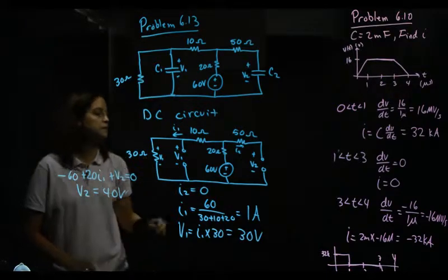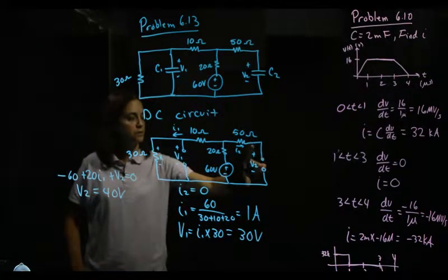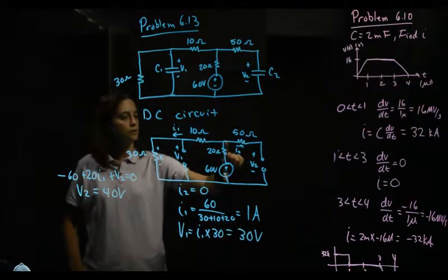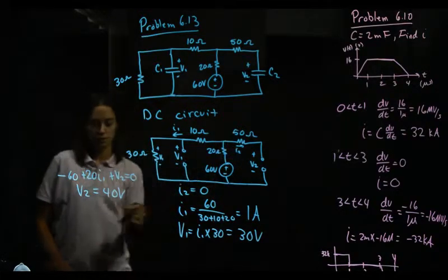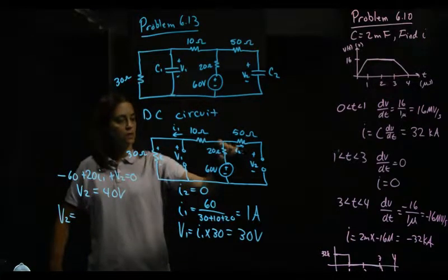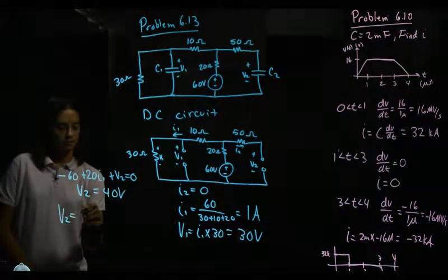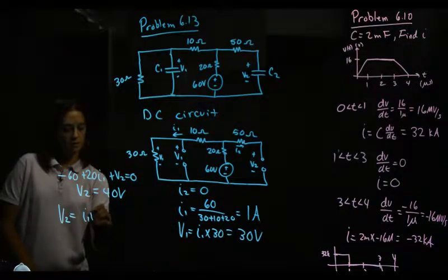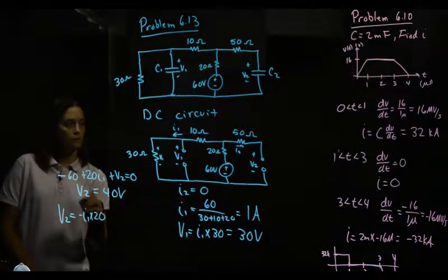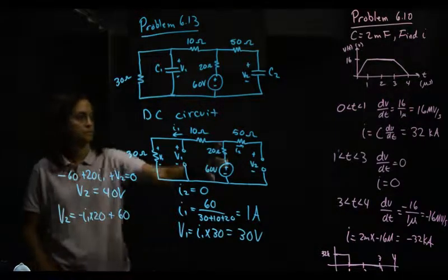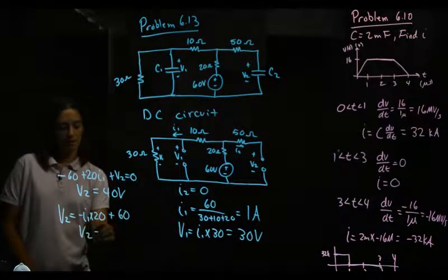Another way to look at this V2, the voltage from here to here is V2. It's like this resistor's not here because of this open, so the voltage from here to here is V2. So my V2 has to be equal to the voltage across here plus this one. So it has to be equal to I1 times 20 plus 60. So that's just another way to look at it if that makes more sense to you.